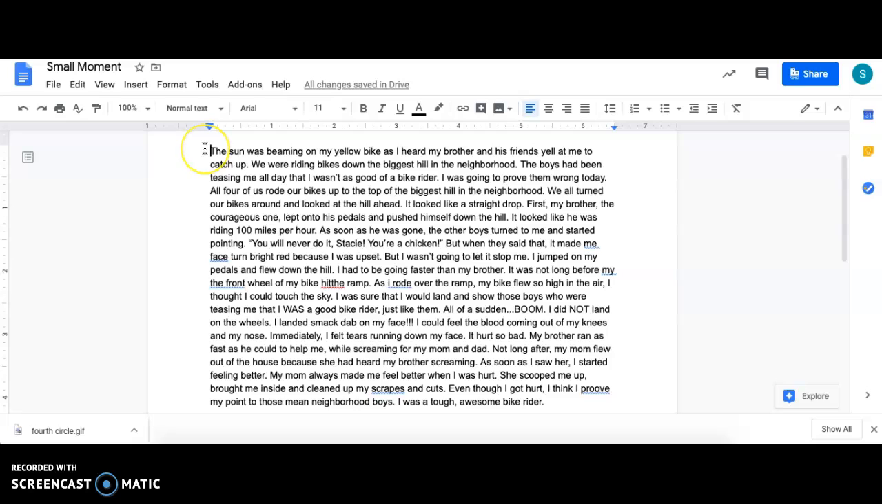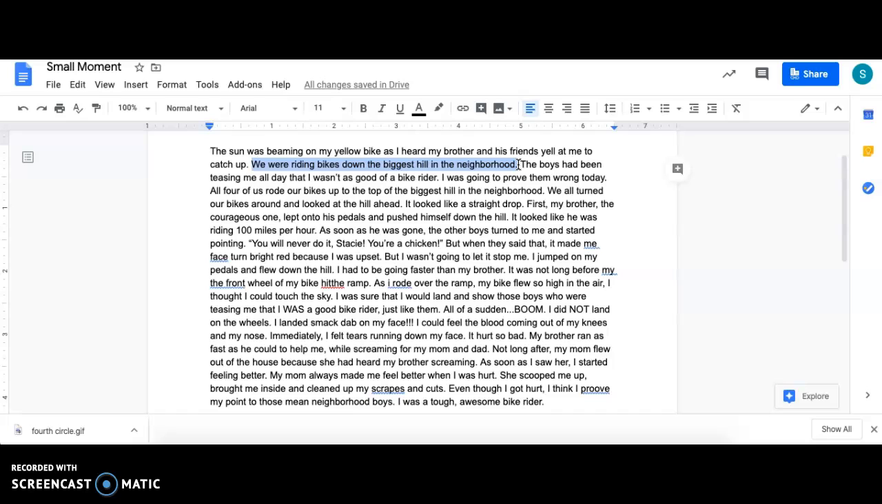So let's see. The sun was beaming on my yellow bike as I heard my brother and his friends yell at me to catch up. We were riding bikes down the biggest hill in the neighborhood. Hmm. Well, I think that I've got some good detail because I told the reader the sun was beaming on my yellow bike. That's good descriptive language. And I went ahead and introduced that we were with my brother and his friends. And then that second sentence, I said we were riding bikes down the biggest hill in the neighborhood.